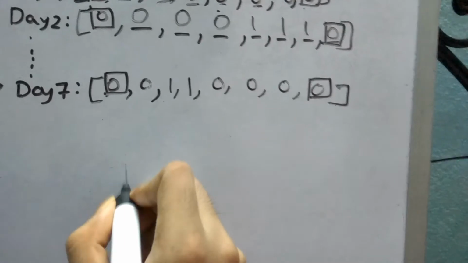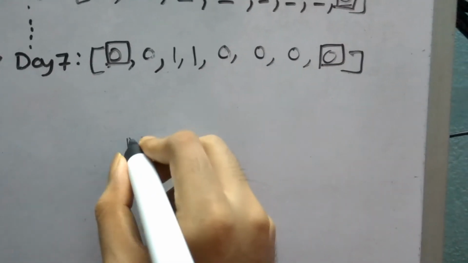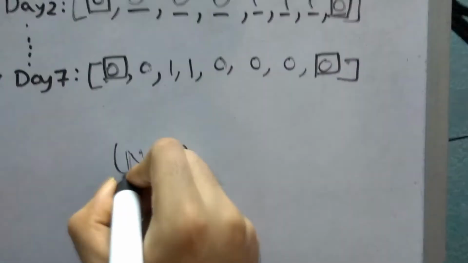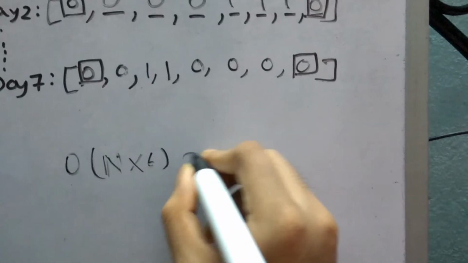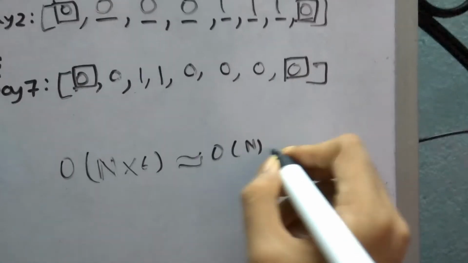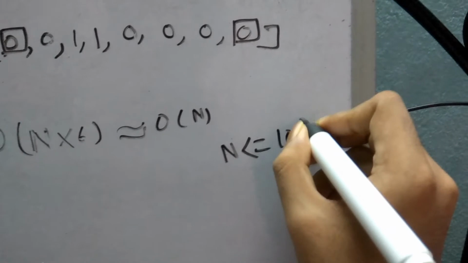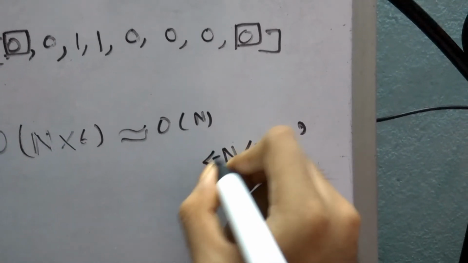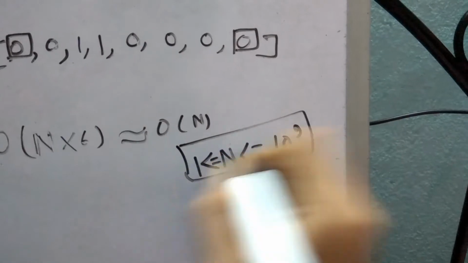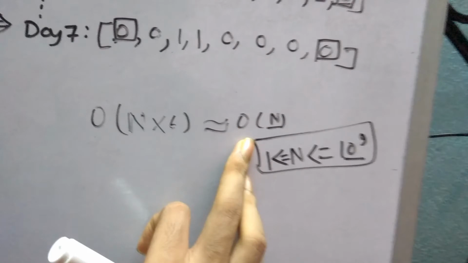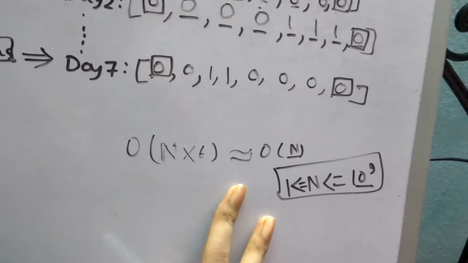If we have to do it n times in the brute force way, and at each level we have to go through 6 elements, so n into 6, then big O of n into 6 will be our time complexity, which is equal to big O of n. But here n can be less than or equal to 10 to the power 9 and greater than or equal to 1. 10 to the power 9 is a very huge value, so in the worst case it will give us TLE. So we have to do something better.